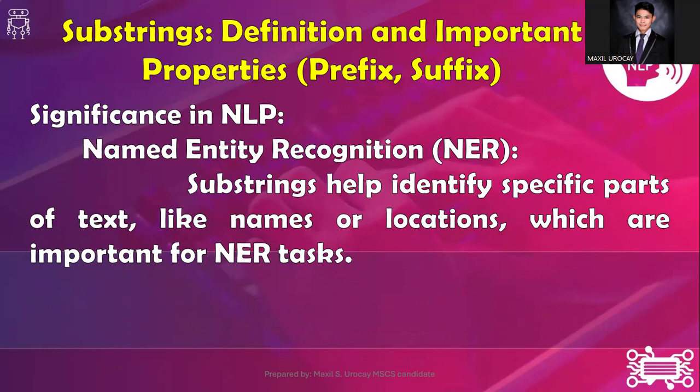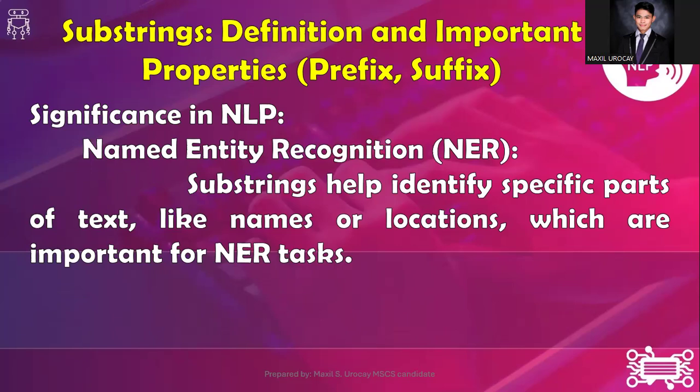So, when it comes to the named entity recognition class, we are able to use substrings by extracting them. The NER systems can classify and label entities within the text, which is crucial for tasks like information extraction, summarization, question answering, and so on. So in NER, the substring will help identify specific parts of the text, such as names, locations, dates, and other entities.